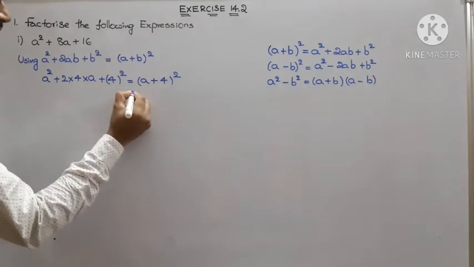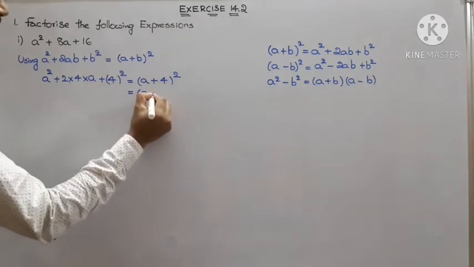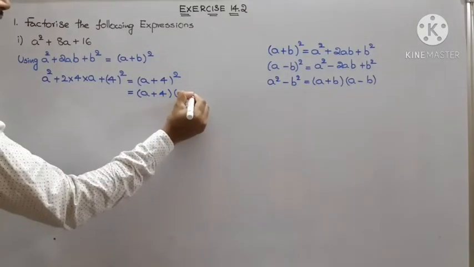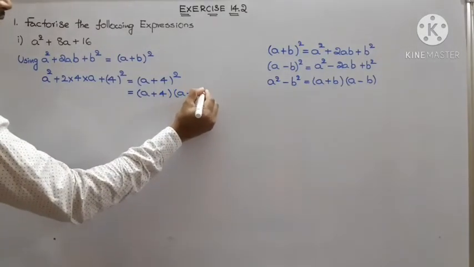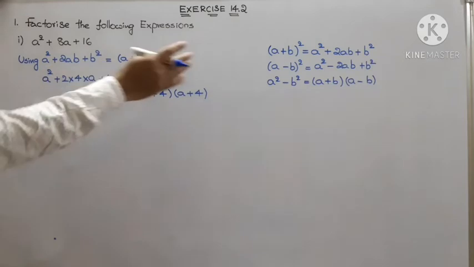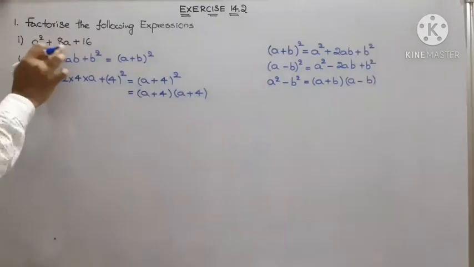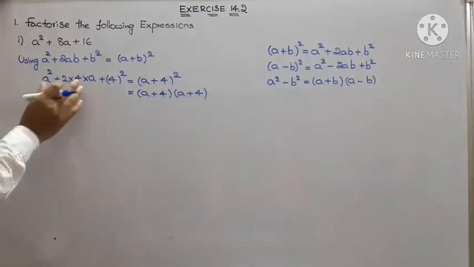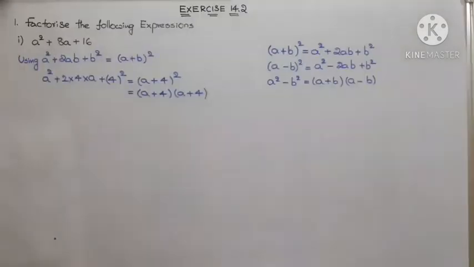Someone will stop here and someone will write it like this. A plus 4 square means the same should be multiplied twice, isn't it? A plus 4 multiplied by a plus 4. I hope you understood, very easy. We just need to check the familiar identity according to the given question and then split the terms and write it.